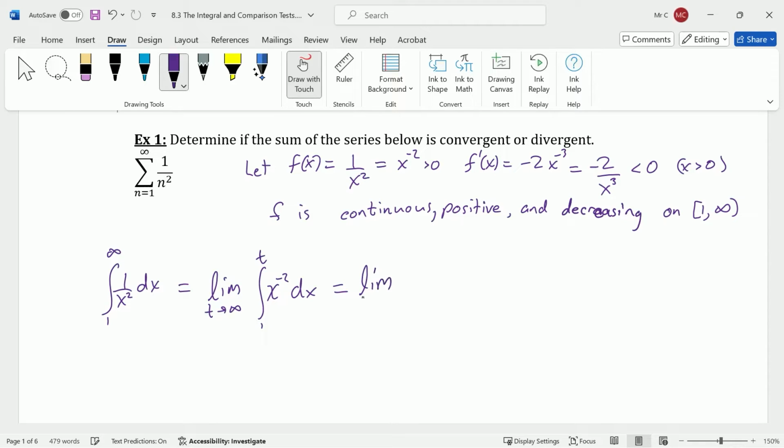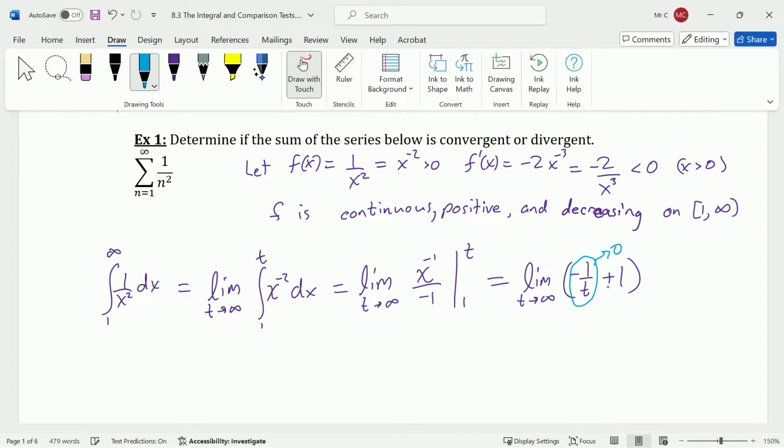And this becomes the limit as t goes to infinity of x to the negative first divided by negative 1 evaluated from 1 to t. That's the limit as t goes to infinity of, okay, so this is negative 1 over x, plug in t, negative 1 over t, minus negative 1 over 1, which becomes positive 1. And this negative 1 over t, when t goes to infinity, approaches 0. So altogether, this limit is 1.